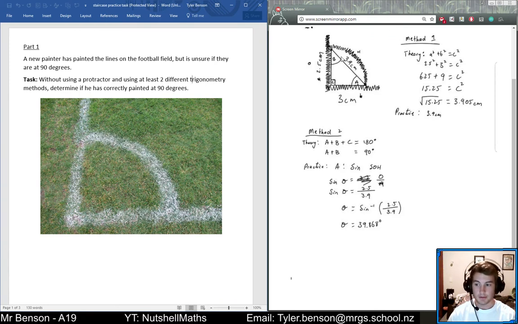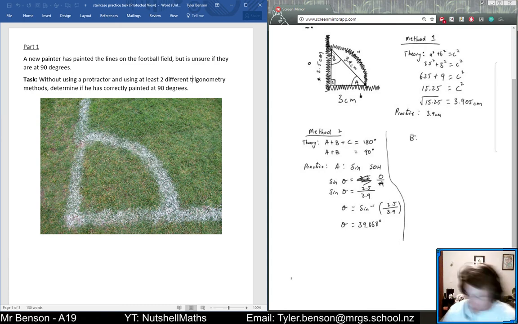Now we need to find B, and we can add those together, and if they're 90, awesome. If they're not, still fine, we can just say this triangle is not 90 degrees. So let's look at, I'm going to do a line down here like this, and do angle B.